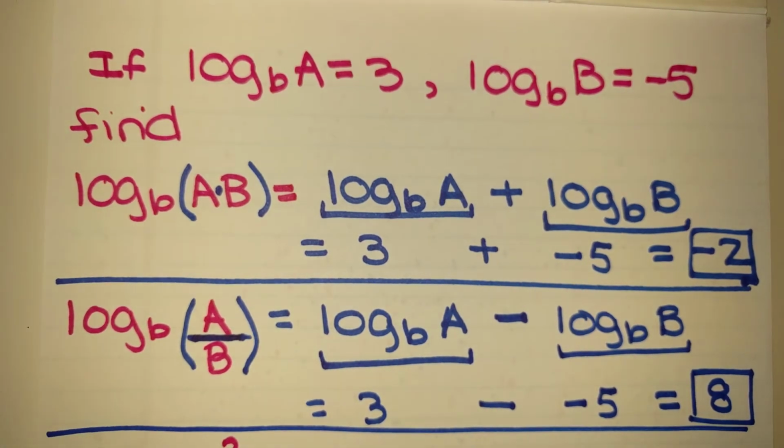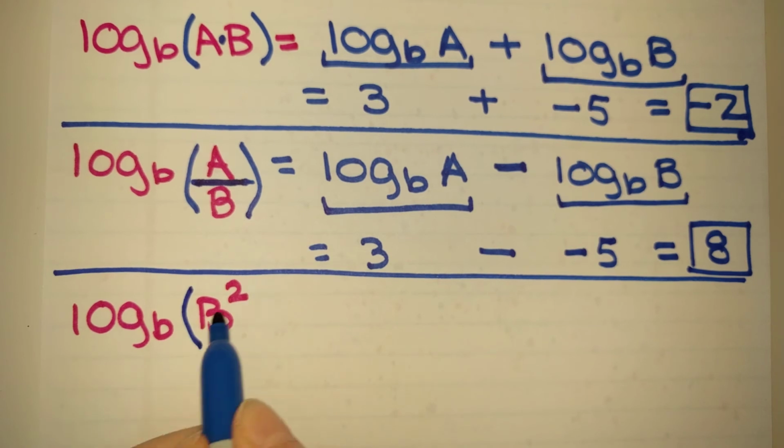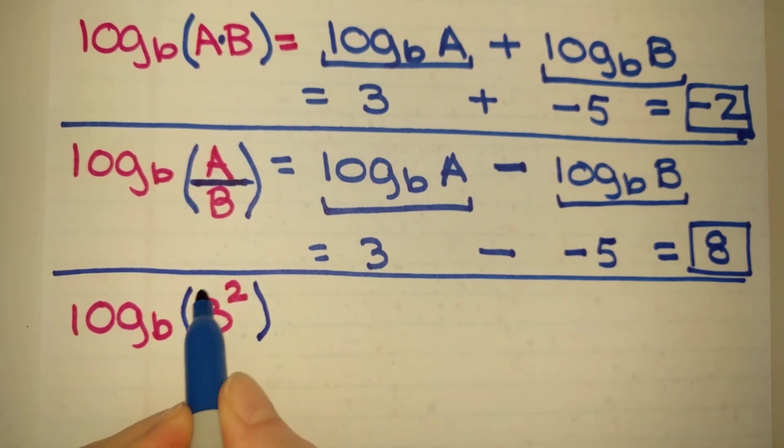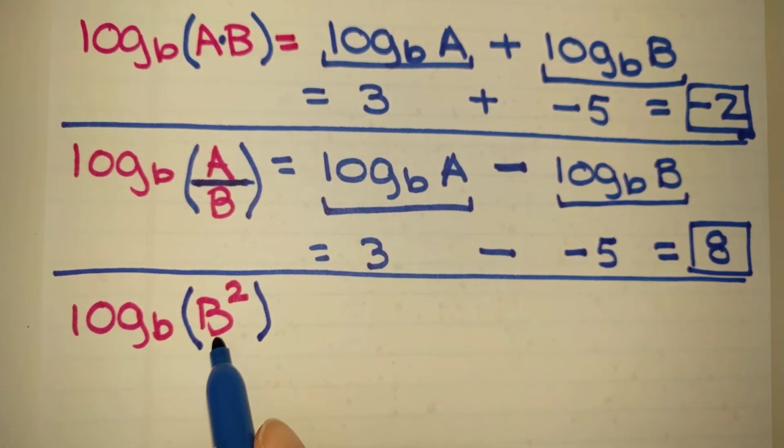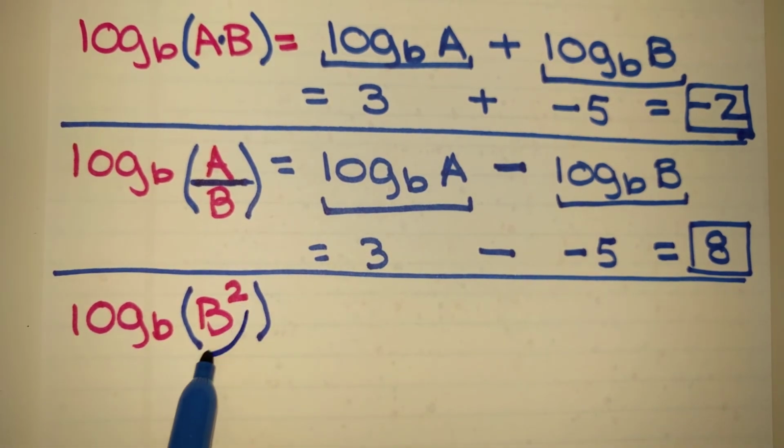Let's look at one more. So we have b squared here. So in this case, the argument is just one term. So there's an understood parentheses around all of that. So we have b squared as our argument. And inside of the argument, we have this 2 power. So by our third log property, that 2 power can come out in front of the logarithm.